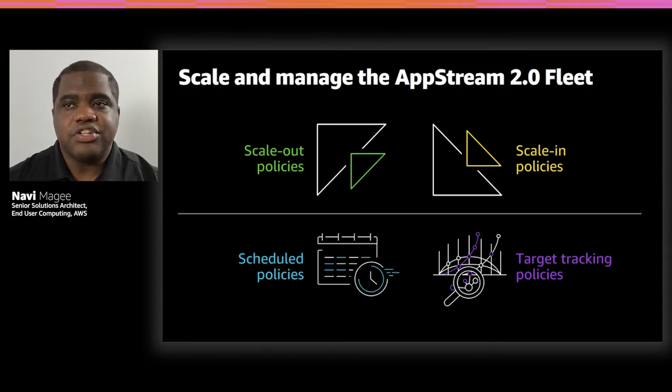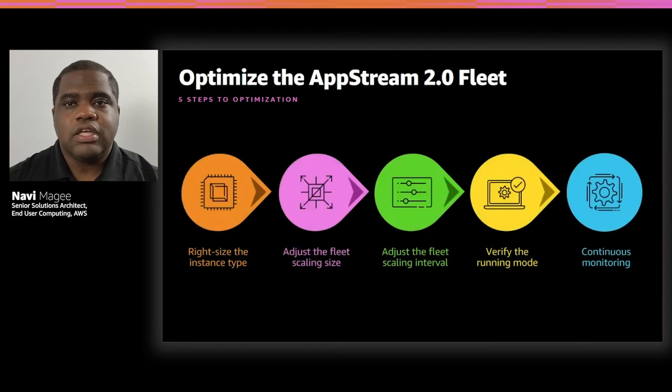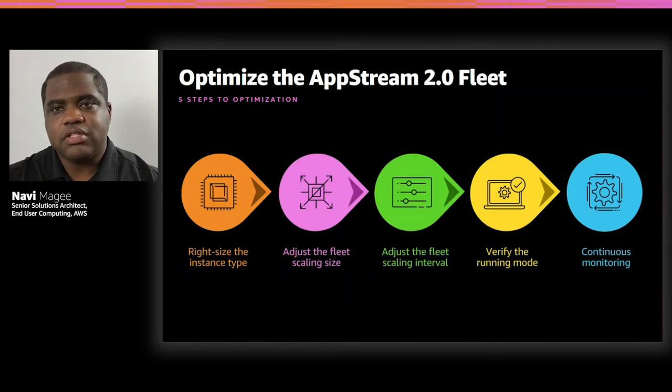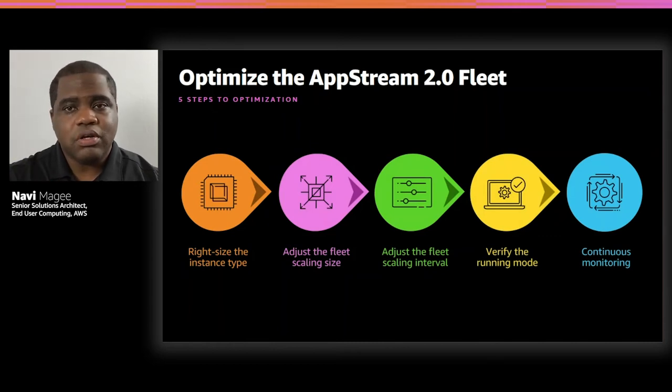Now, what about the optimization part of AppStream? The key takeaway here is that there are 5 steps to optimization. The first one is right-sizing the instance type. Previously, we mentioned how there's a wide array of family types for AppStream. Which family type is appropriate for my workload? Remember, with AppStream, you can have as many fleets as required. If you have multiple applications, you can assign 1, 2, or maybe all of them to various workloads or family types as needed.